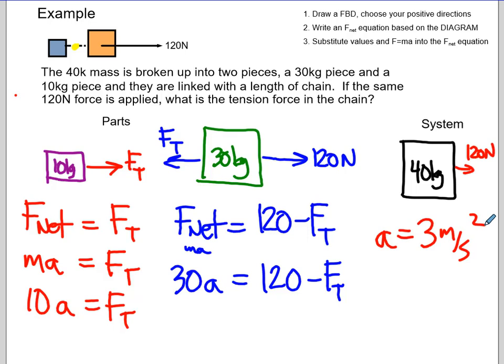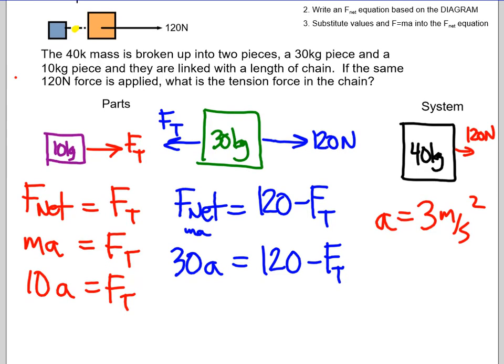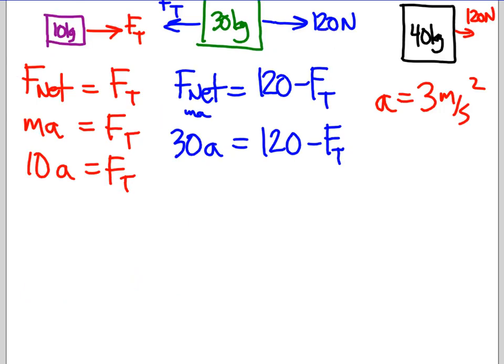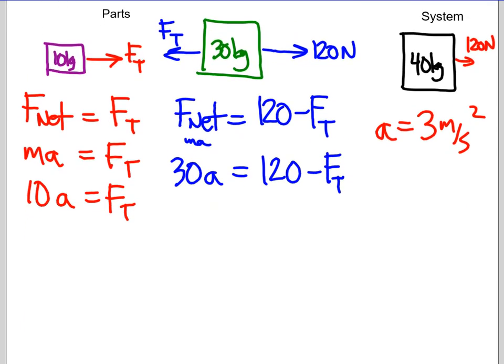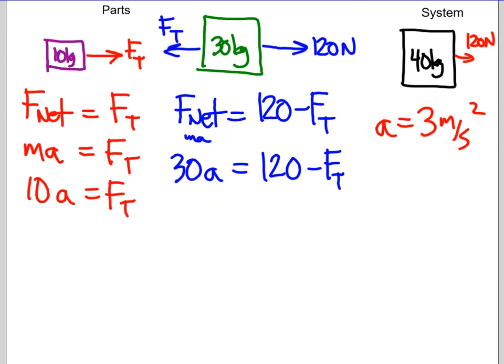Okay, so now we can take that system information, and because these are linked with a chain that's not going to stretch, it's not dynamic, then that acceleration has to apply to both the 10 kilogram and the 30 kilogram mass. Okay, and that's a key piece for thinking about these problems. So I'm just going to take that 3 that I got from the system, and I'm going to insert it into our first setup for the 10 kilogram box.